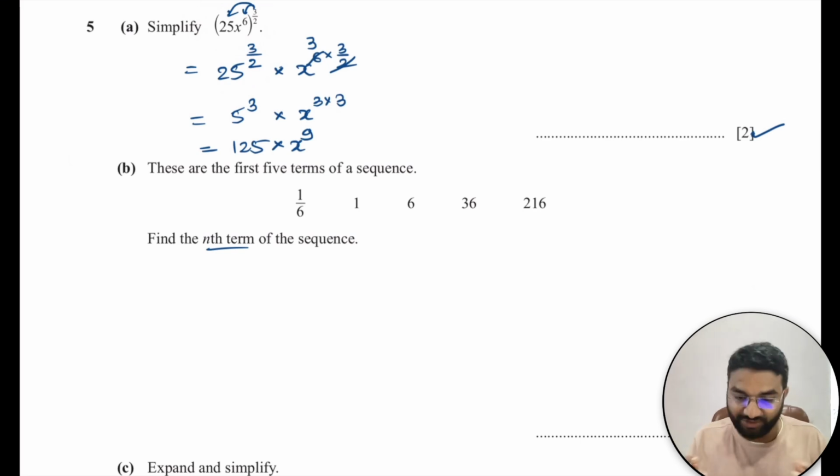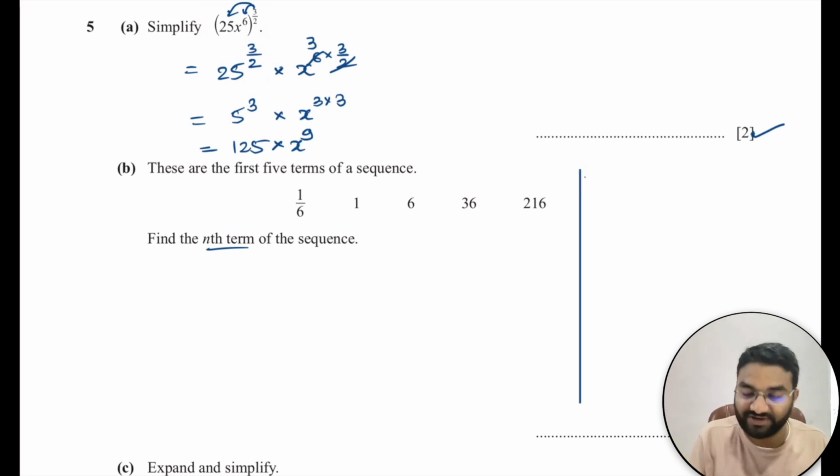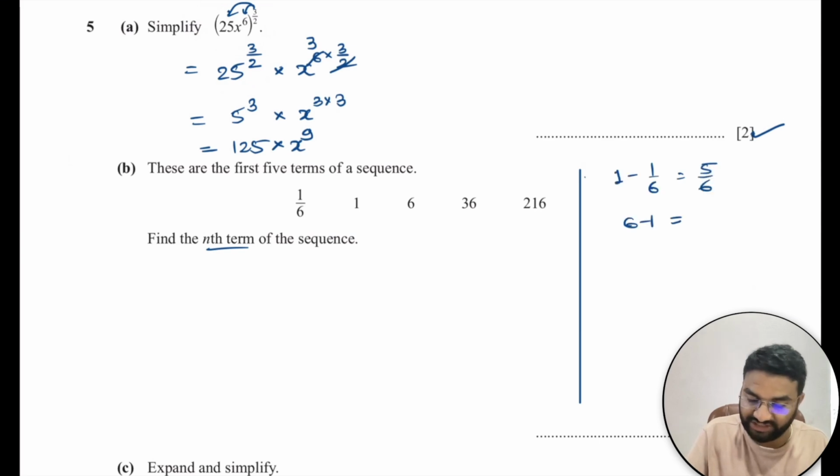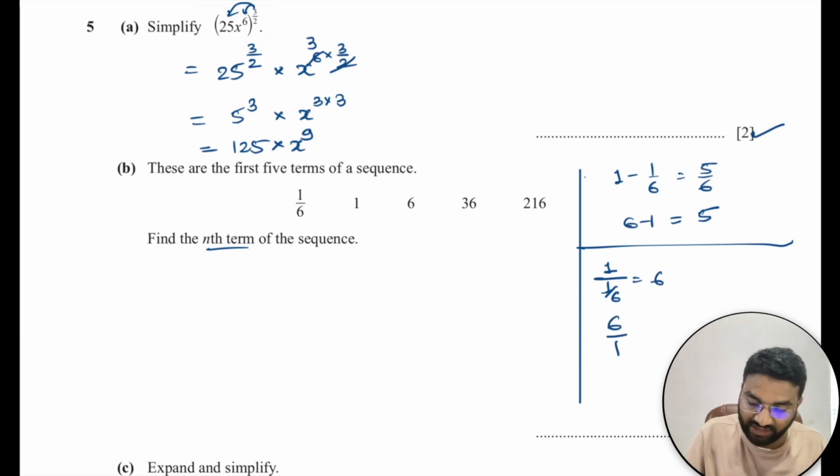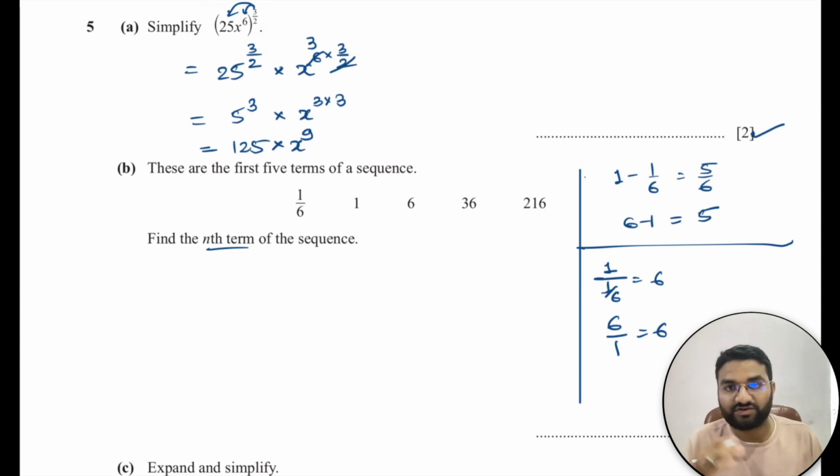I hope you must have gone through the theory part. Here firstly we will check the differences. Then next, 6 minus 1, which is actually 5. No, it's not a linear, quadratic or cubic sequence as such. Then take the ratios next. So the ratio 1 upon 1 by 6 is equal to 6, then 6 upon 1, you will get 6. So this is an exponential sequence, and we get r equal to 6.